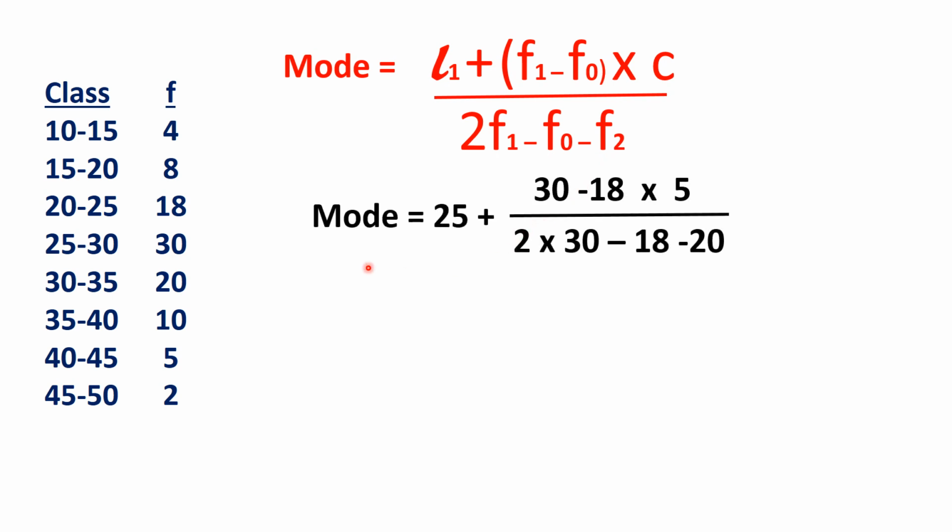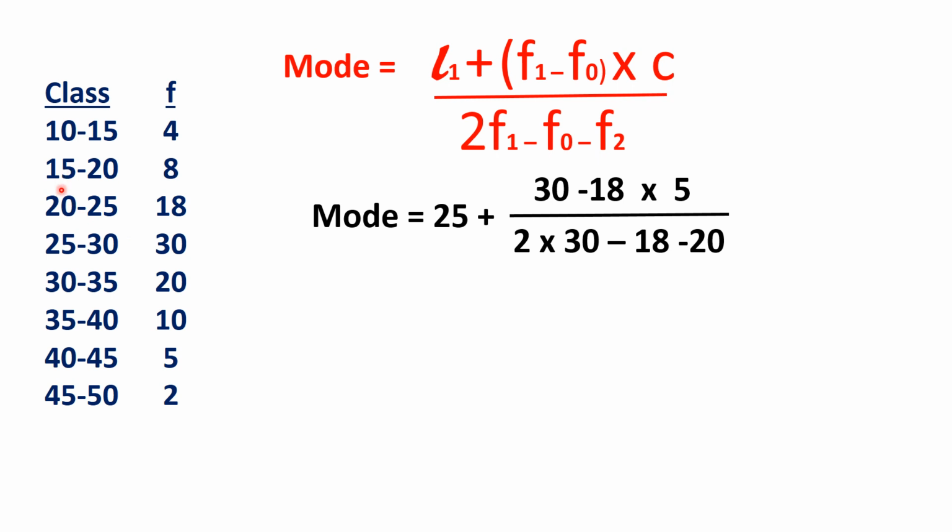Here the model class we have identified as 25 to 30. So L1 is the lower limit of the model class, which is 25. It is taken here. And then F1, it is the frequency of the model class. Frequency of the model class is 30. That is taken. Then F0 is the frequency just before the model class. See, this is 30 and just before the model class is 18. So 18 frequency is taken here, and then into class interval.